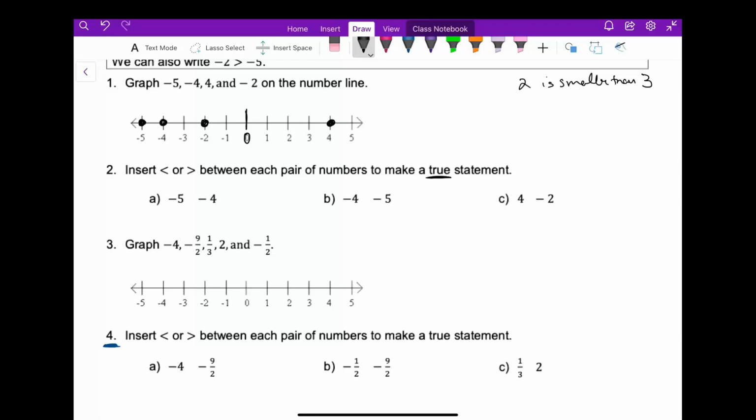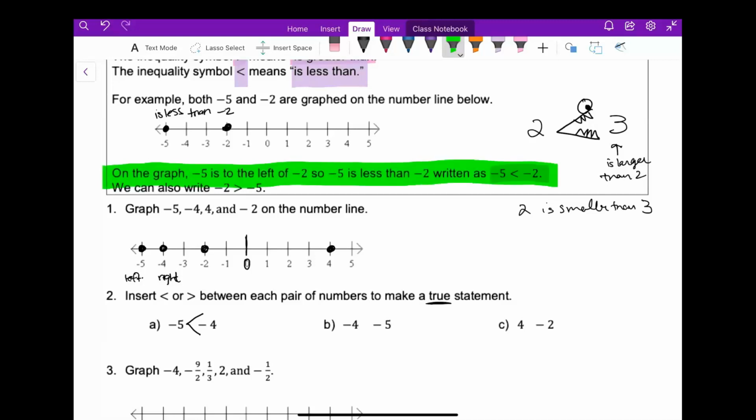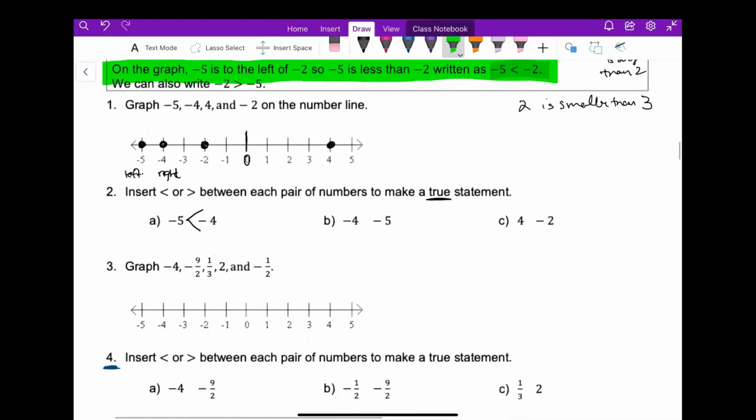So for example, for -5 and -2, I'm looking at these two. -5 is on the left, and this one's on the right. Therefore, by our rule, this one is bigger because it's on the right. That's the rule that says on the graph, the number to the right is greater. Okay, let's do the other one.